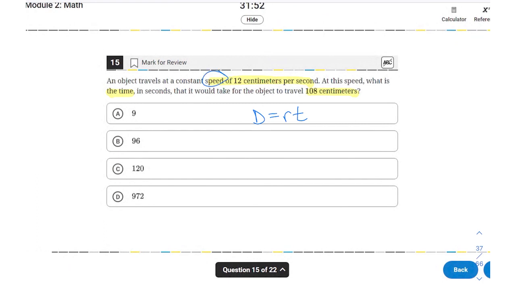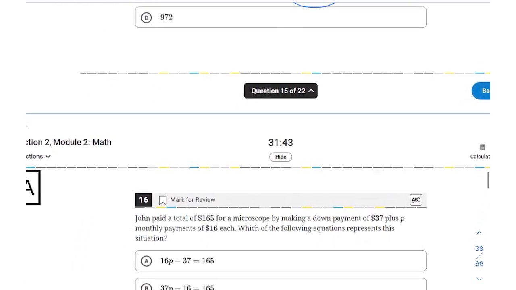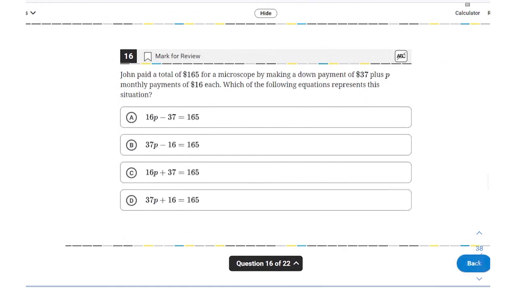So when we say rate, we're talking about the speed. The distance here is 108 centimeters, so we're going to plug in 108 for the distance, 12 for the rate, and we're going to solve for t. We do 108 divided by 12, and we get 9 as our result for t. If you need to use a calculator to help you out with that calculation, no worries at all. Definitely important to make sure we get it right.